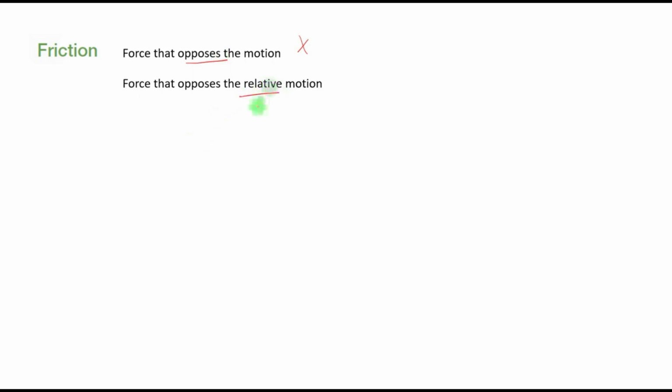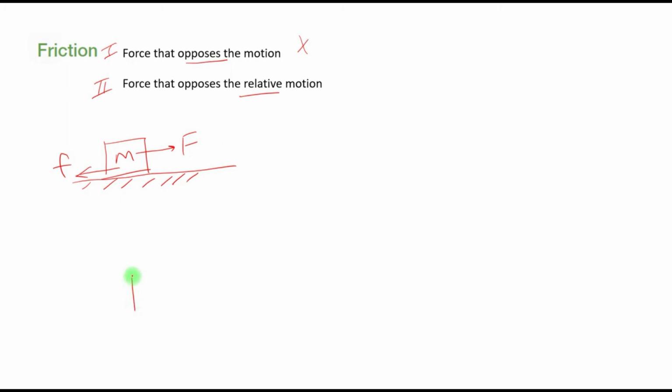Now we will understand what we mean by this term using an example. Let's say you have a block of some mass m placed on the ground, and you apply a force on it towards the right-hand side. Because the ground has friction, there will be a friction force acting on the block towards the left-hand side. Now it appears that friction here is opposing the motion, which would mean definition 1 is correct. But let's try to understand with one more example.